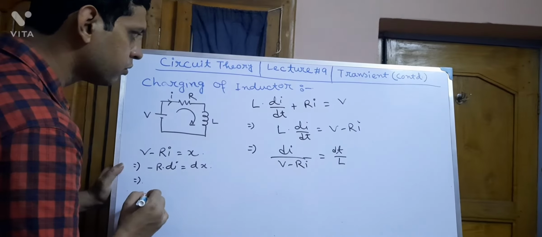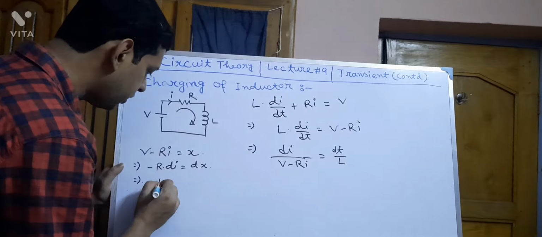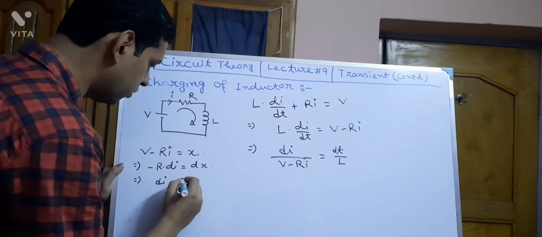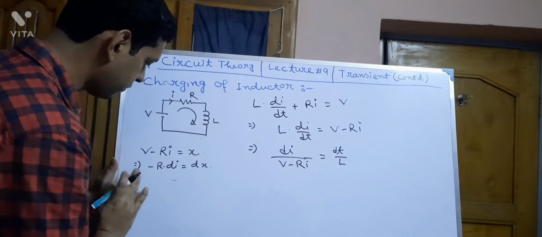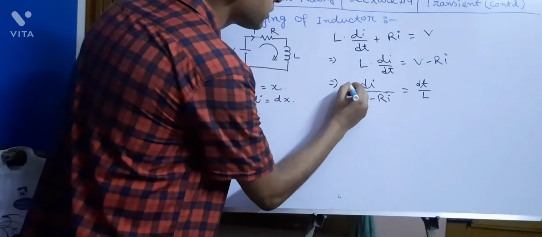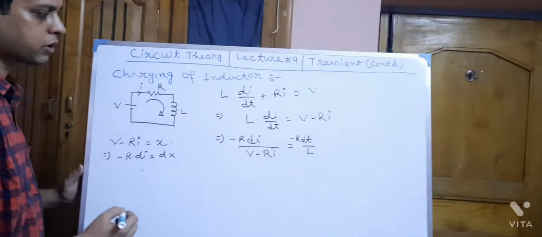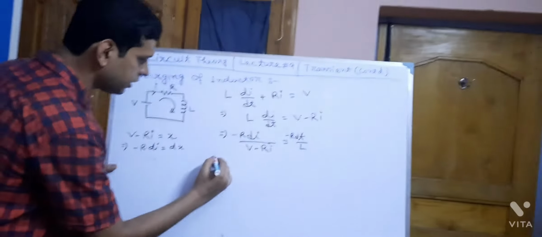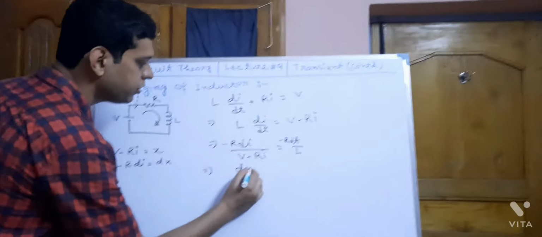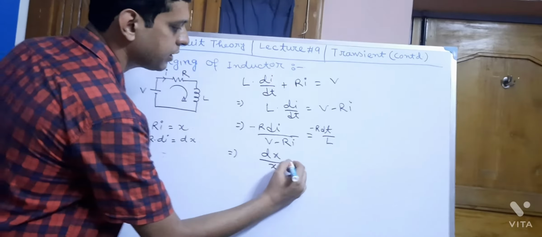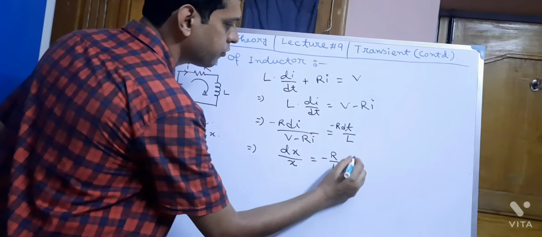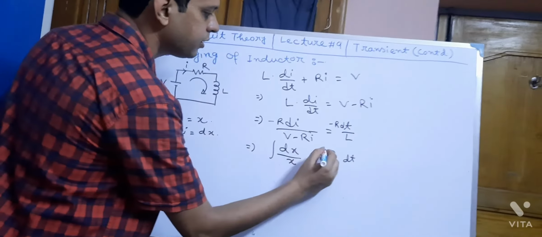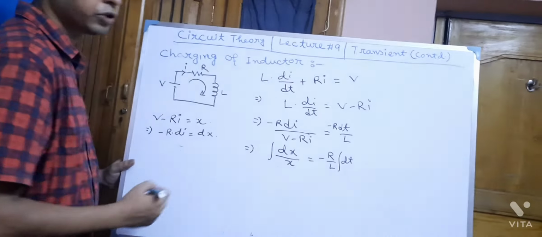So di equal to... let us multiply minus r on both sides. So minus r i equal to dx by x equal to minus r by l into dt. Let us integrate both sides.